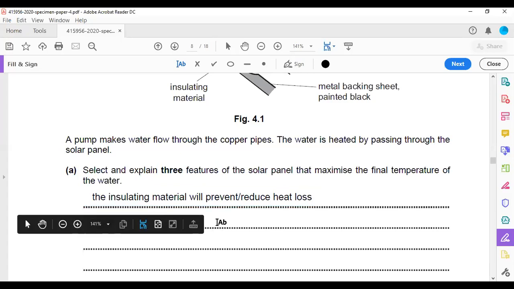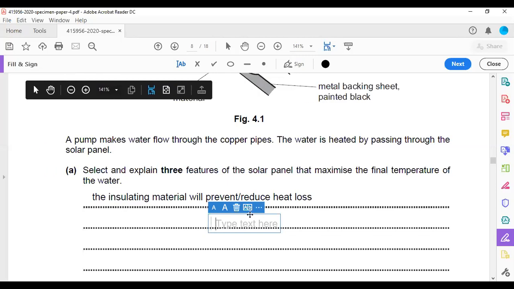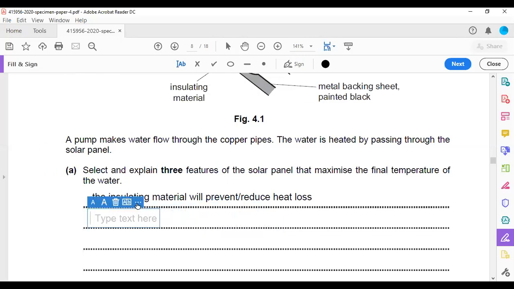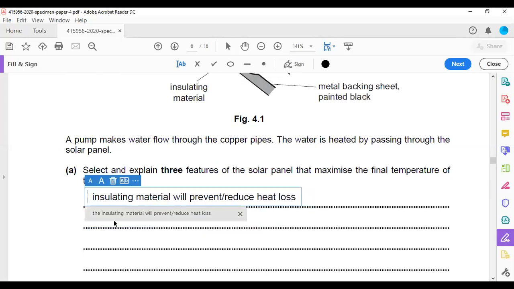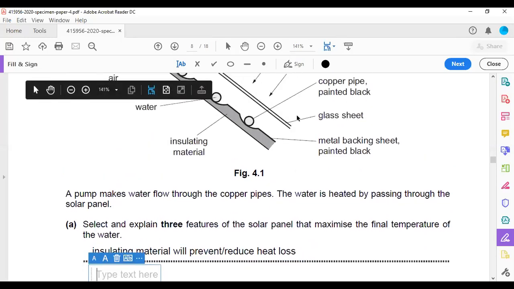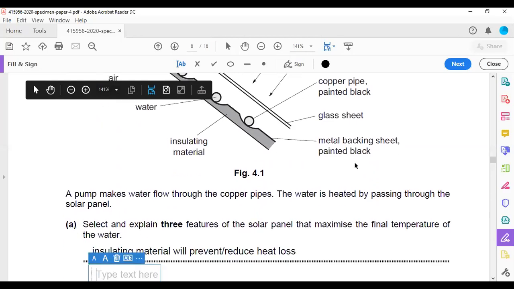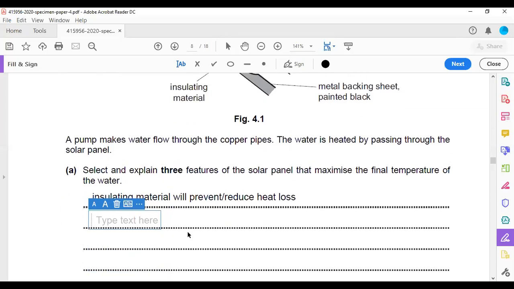So the insulating material will reduce heat loss. That's the first one. What is the next thing that we could talk about? Again, anybody have any idea? The next one: why is the back end painted black? What happens, right? Anybody have an idea why it is painted black?